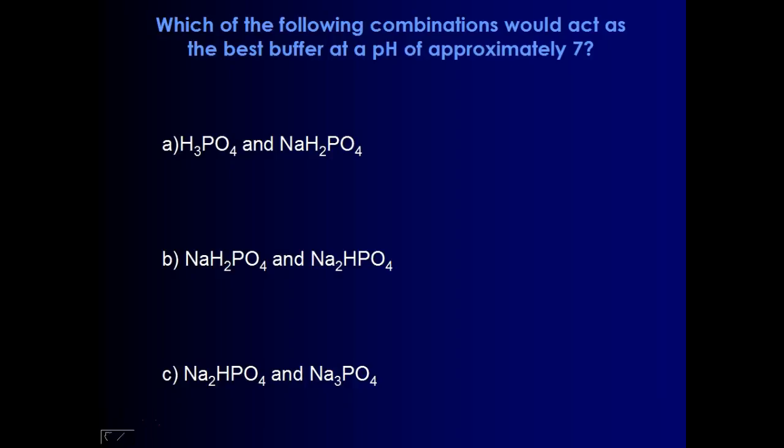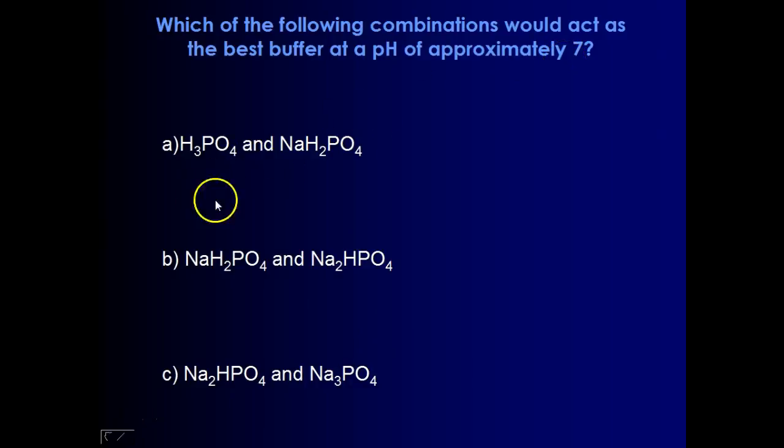So if you had fairly large amounts of these following 3 buffers, H3PO4 and NaH2PO4, weak acid, conjugate base, 1 less proton, NaH2PO4 and Na2HPO4, 1 less proton, and then finally here Na2HPO4 and Na3PO4, 1 less proton from the HPO4 2- and the PO4 3-. Which one would be able to work best at a pH of 7?